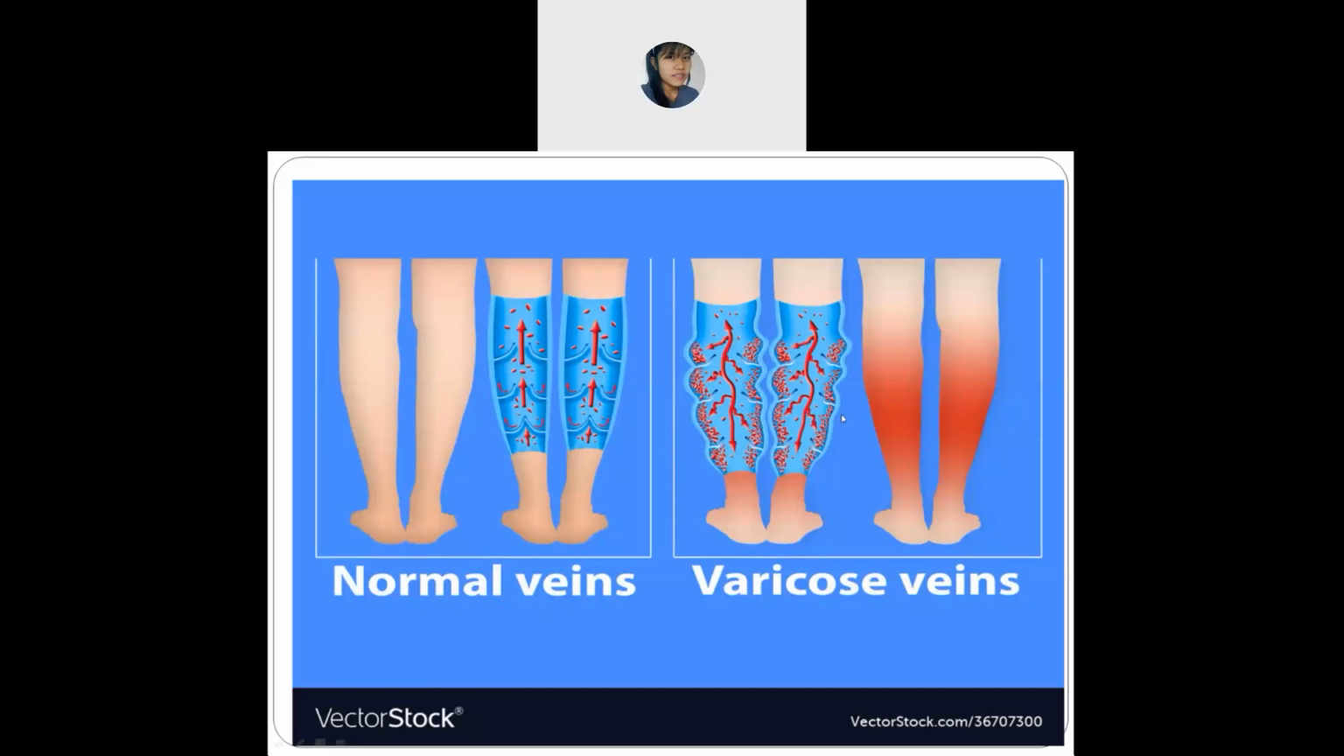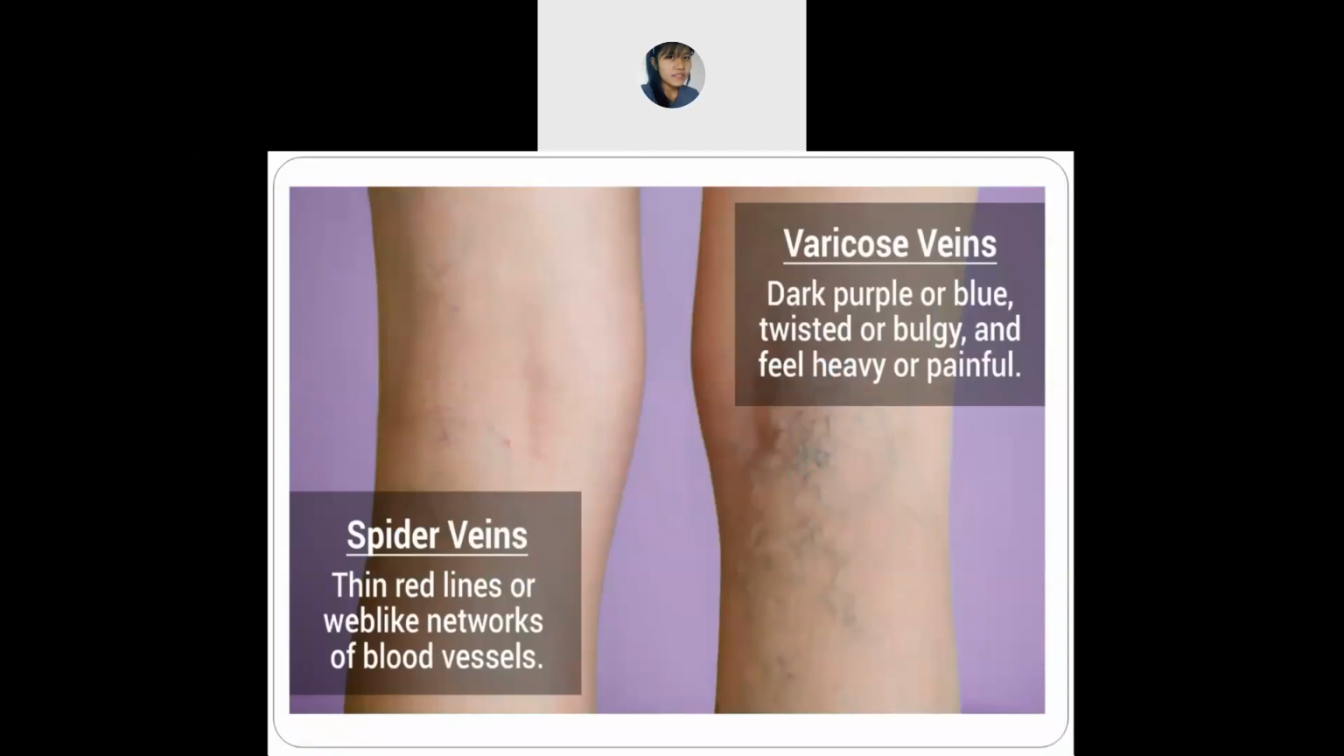And what happens if someone is standing for too long? In the varicose vein, what happens? It increases the pressure of the veins in the lower body. That's why it usually occurs.